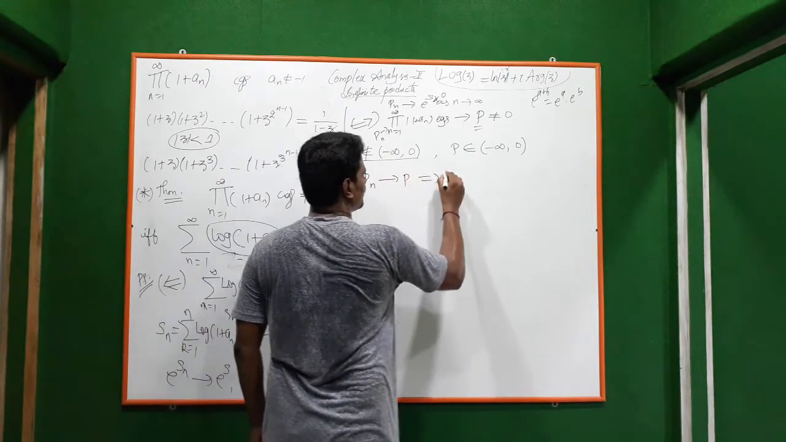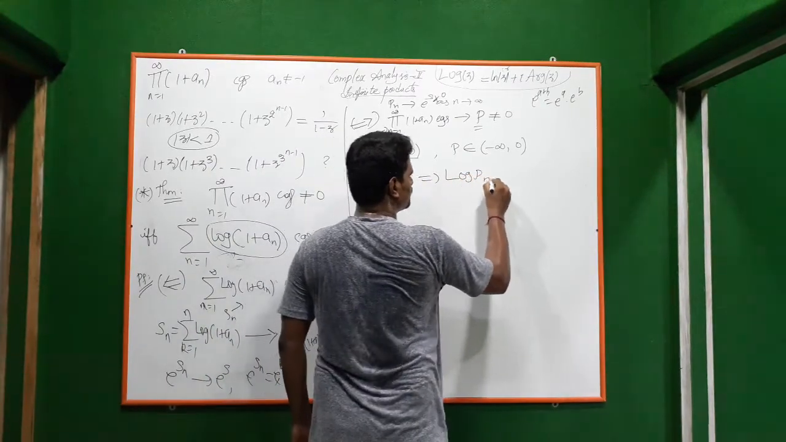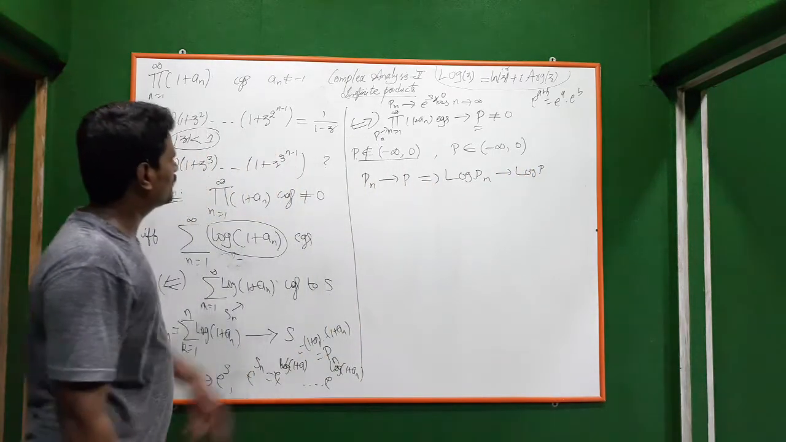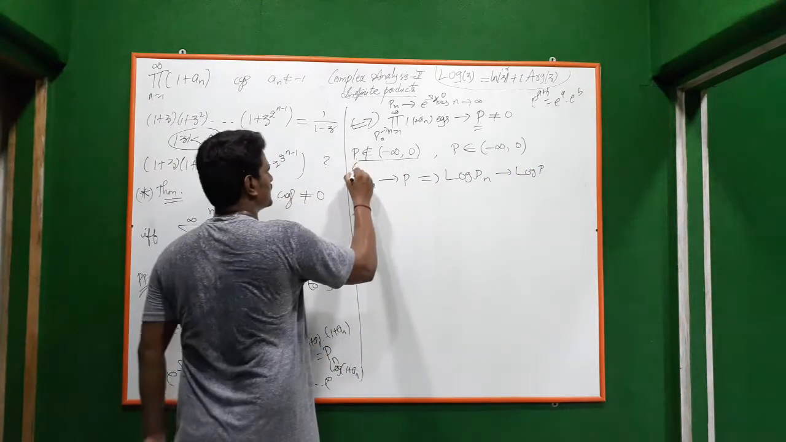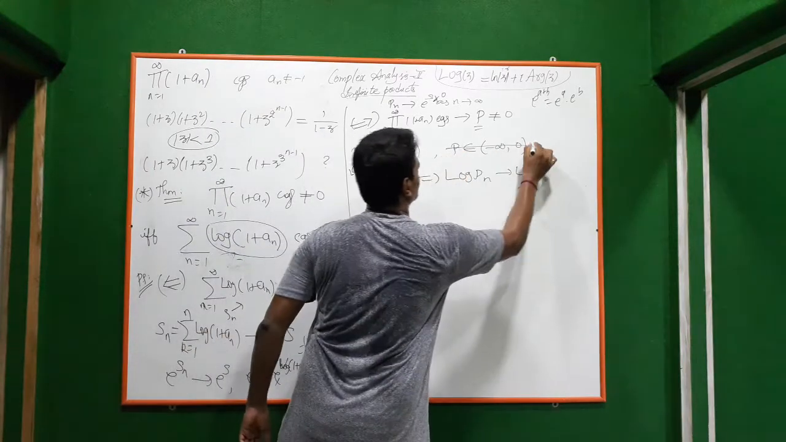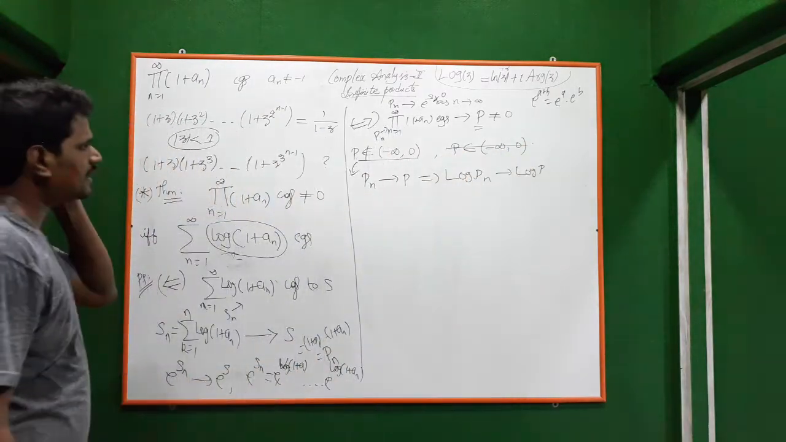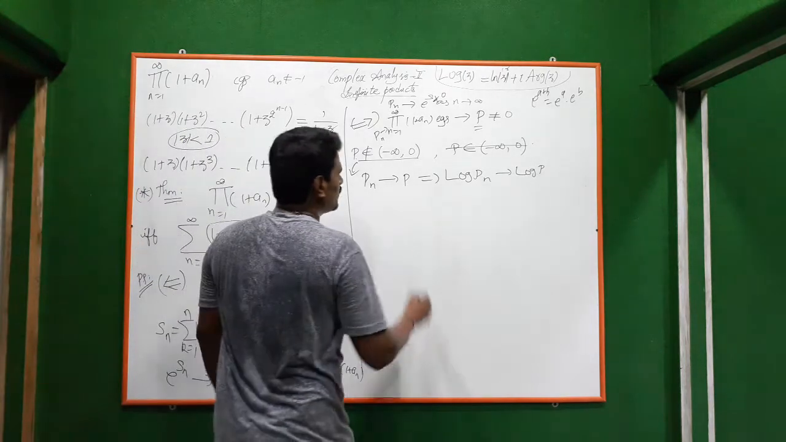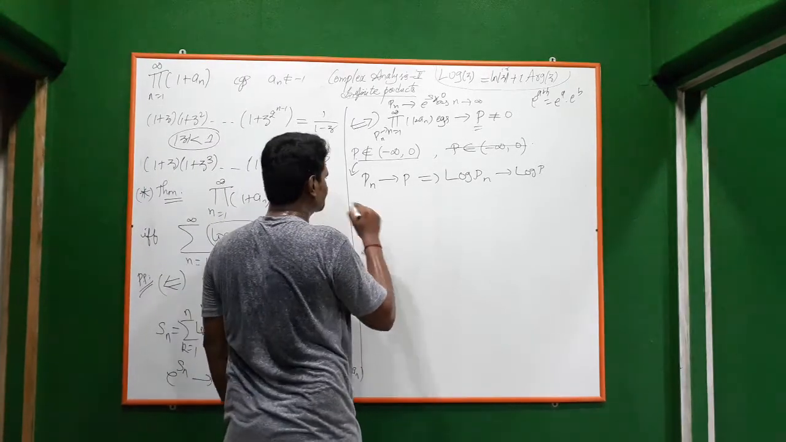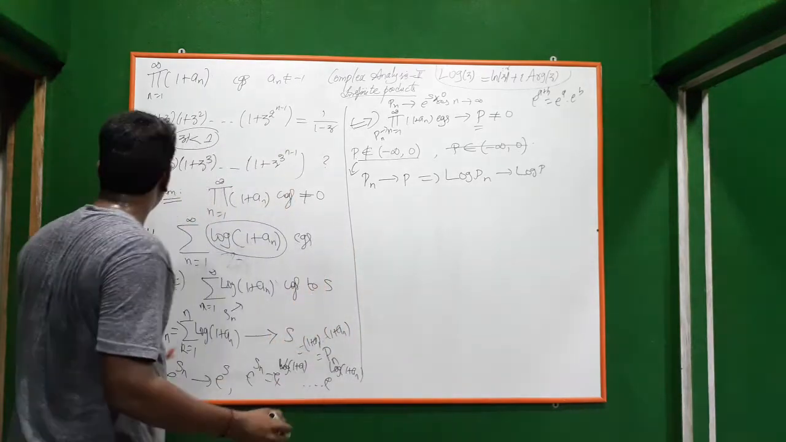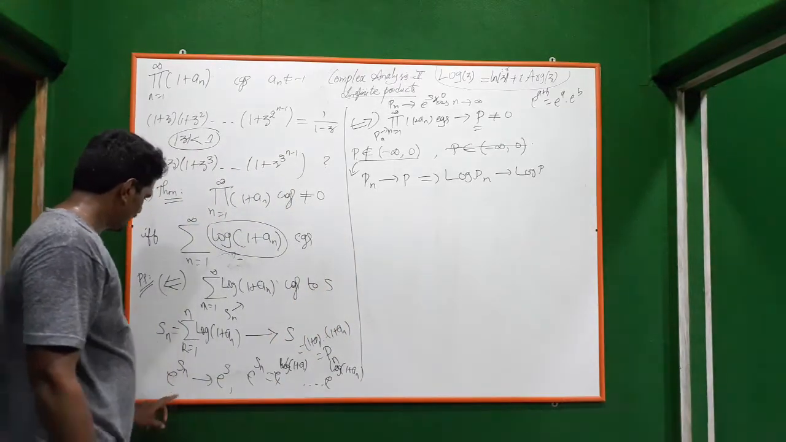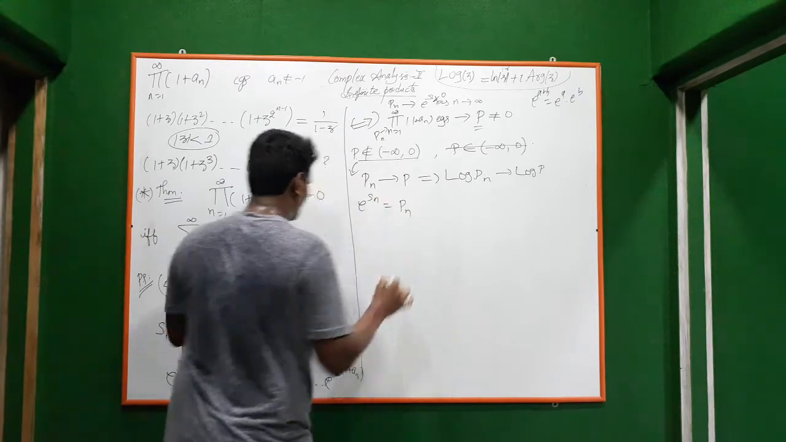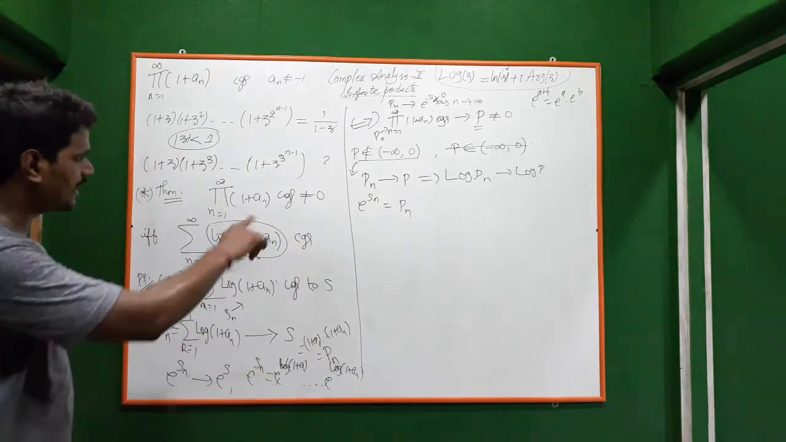That means log Pn converges to log P. This we can get, and because of that only we are taking this case. So here we are taking this case, not this. Pn converges to P, hence log Pn converges to log P. And here we can have the same argument which we used for e power Sn. So e power Sn is nothing but Pn. This we know, and this is true for any n.